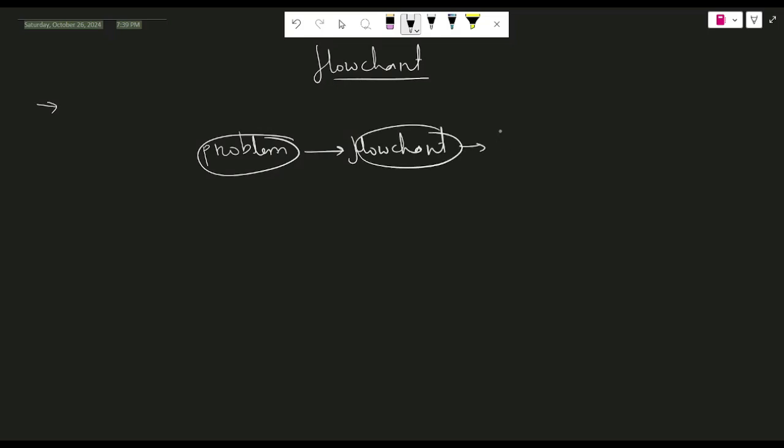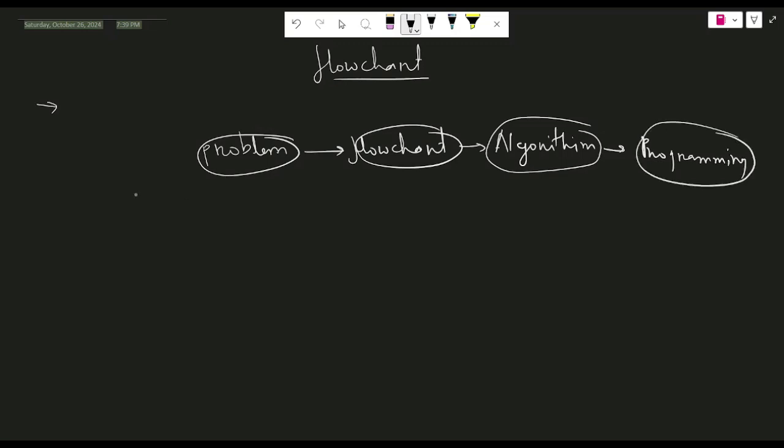Then there is an algorithm, then there is programming. So first, if we have a problem, we go for a flowchart, then we go for an algorithm, then we make the program. For example, making a website.